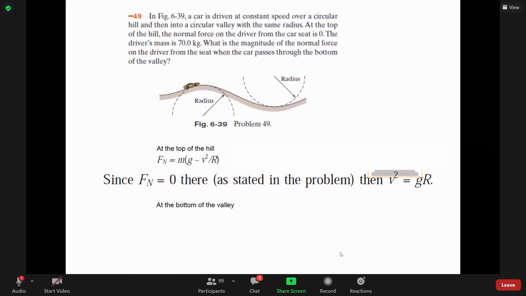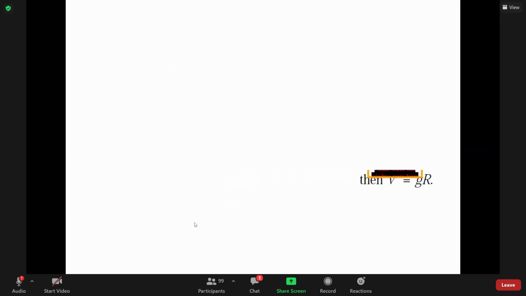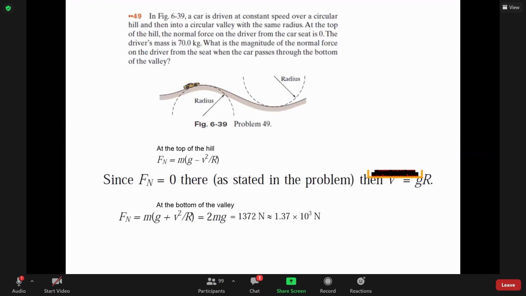Okay, so here, Fn equals mg plus mv squared over r, but what is Fn? In this situation, at the top, Fn is equal to 0, so this is what we derived: v squared is gr. This is what we derived, okay? Because here I substitute Fn equal 0, then v squared equals gr.